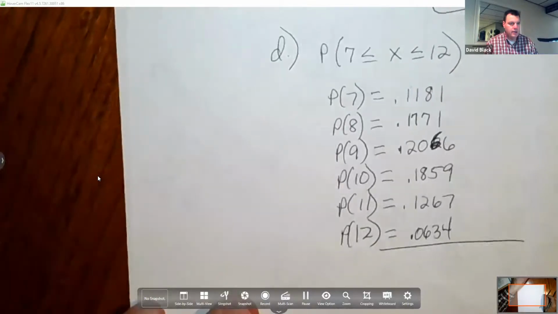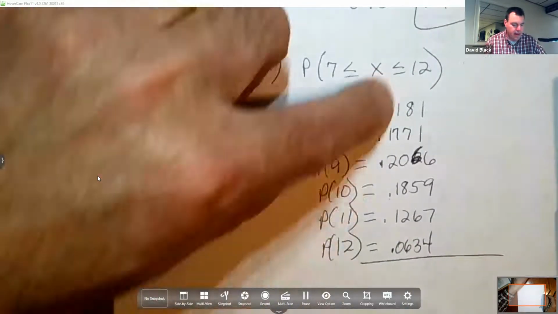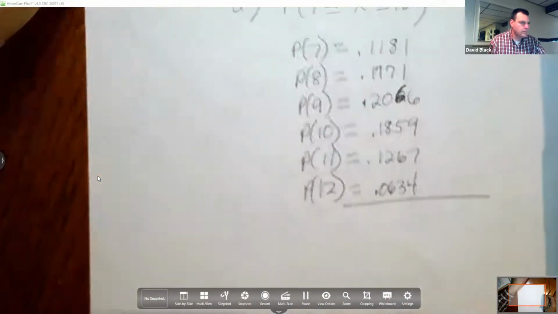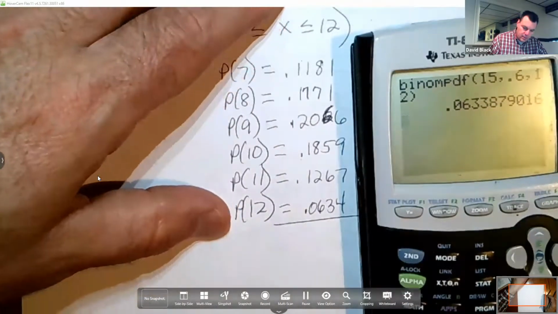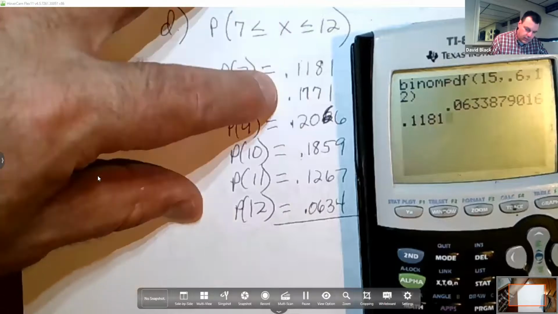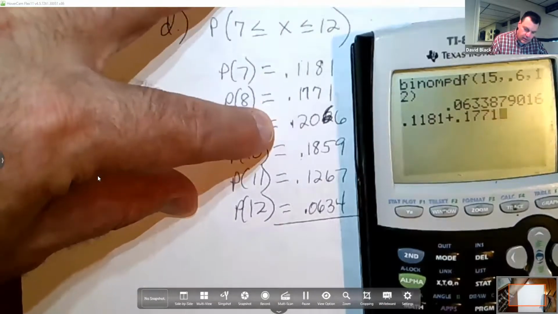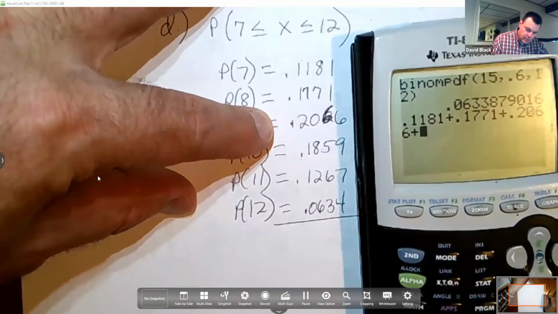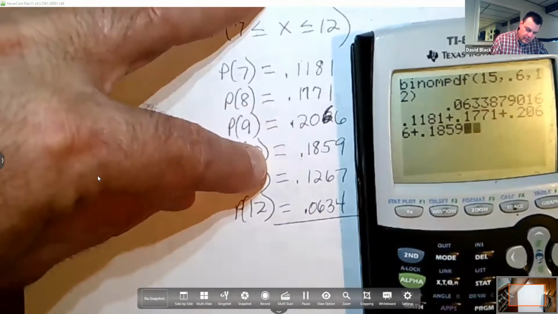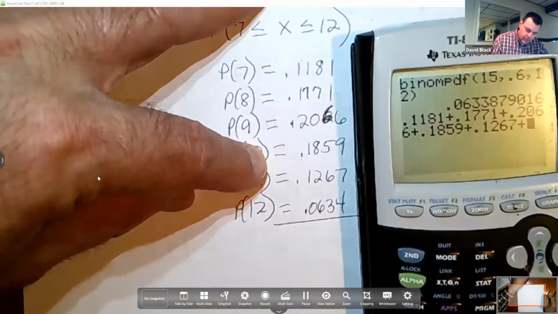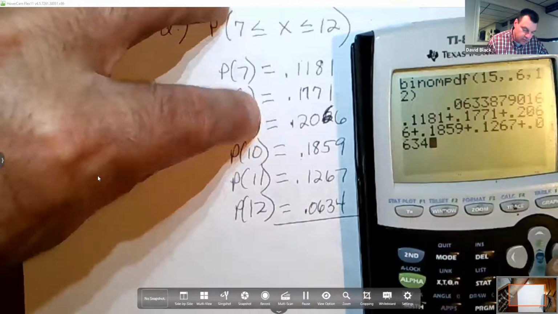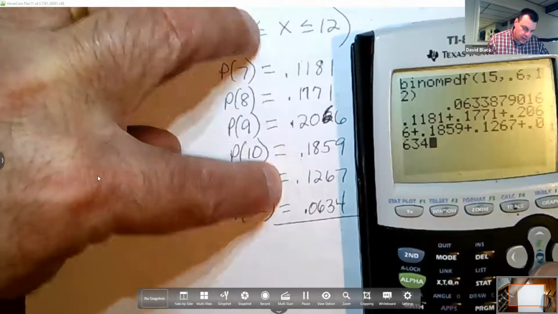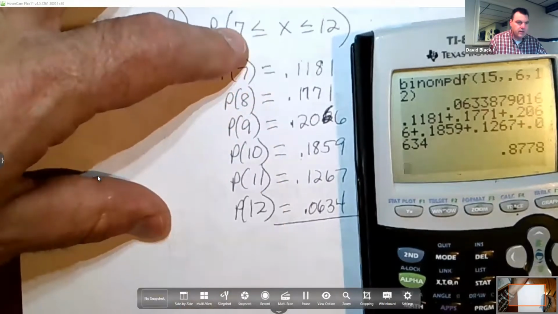Now, if I add those together, we should be at the promised land. Has anybody added these together yet? If not, let's just crank it right out. 0.1181 plus 0.1771 plus 0.2066 plus 0.1859 plus 0.1267 plus 0.0634. Let me double check those before I hit enter. Looks good. How about 0.8778, class?